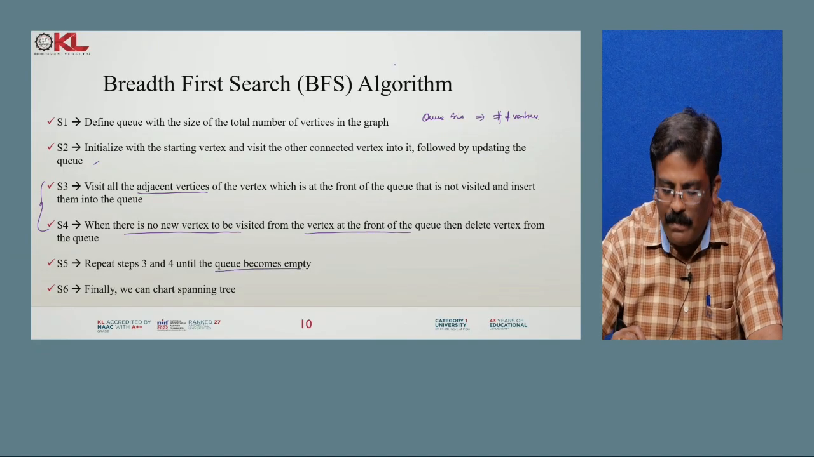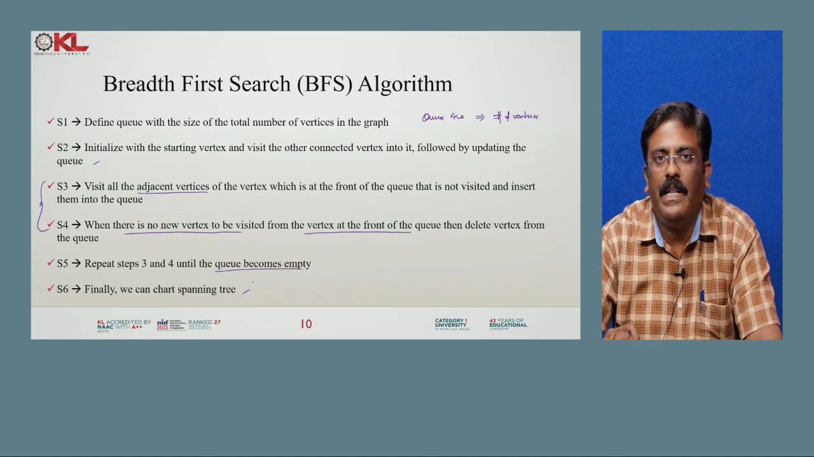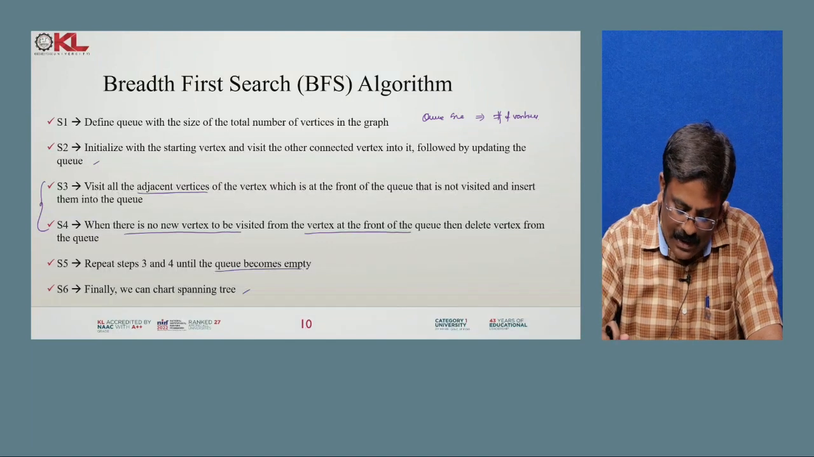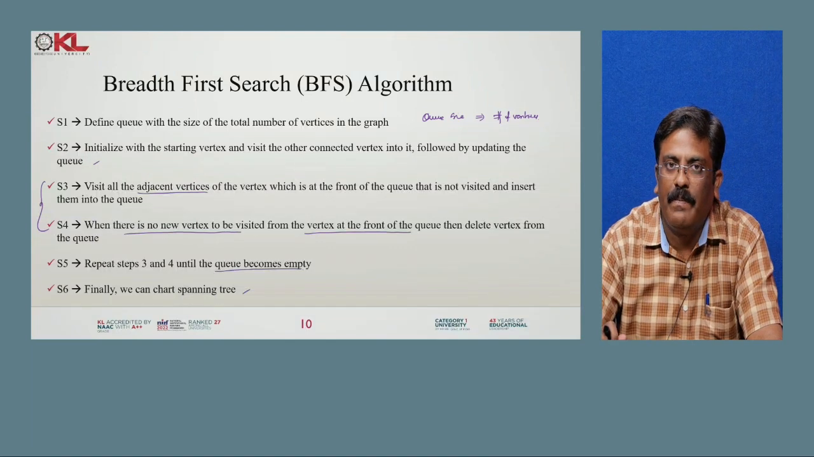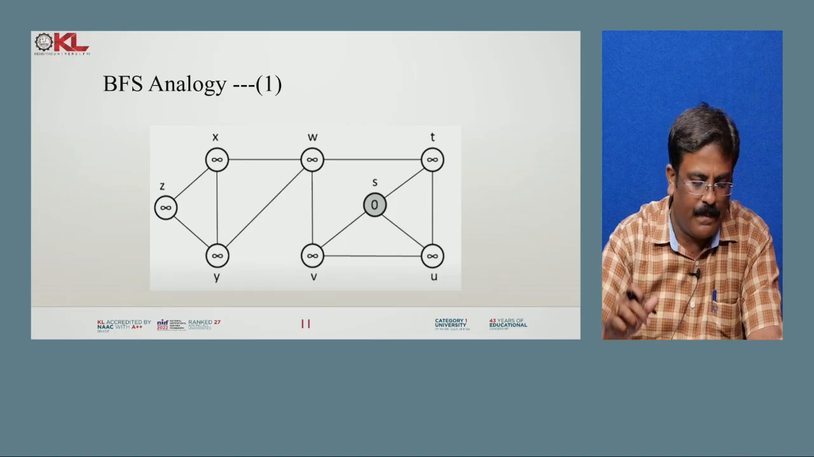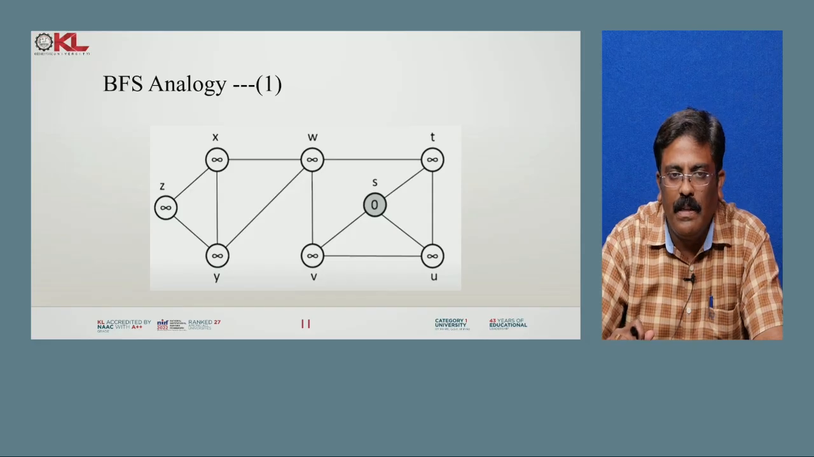And finally, we can see that at the end of step 5, the spanning tree is going to be formed, and we can also witness that we have visited all the vertices existing in the graph. To do so, we will take this particular analogy problem. For example, we can take this problem, and accordingly we can move on to solve it.